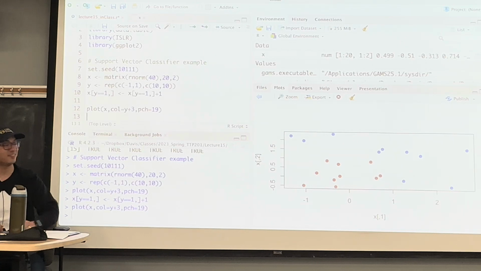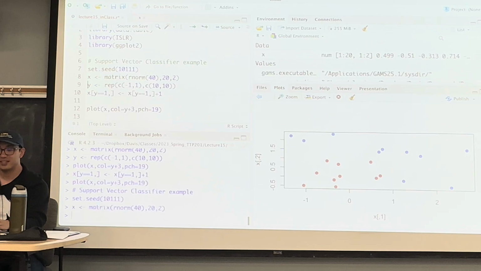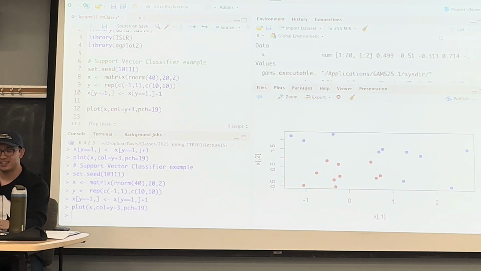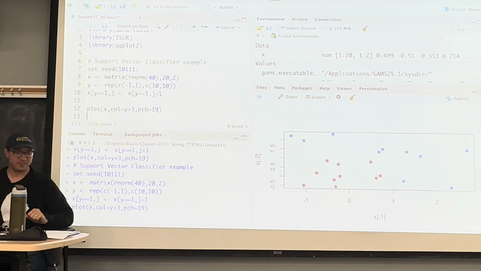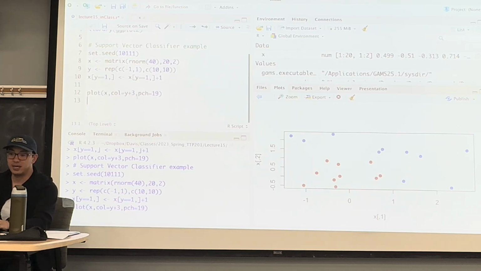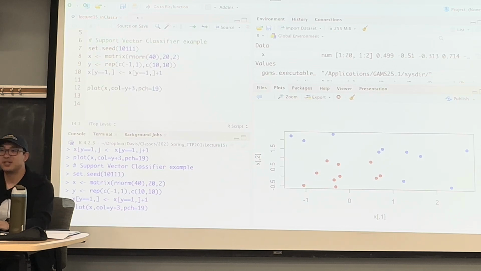Oh, wait. Didn't I set seed? Why is this different? Sorry, I messed it up. Okay, well, this is what it's supposed to be. Okay, great. Anyone have any questions about this?